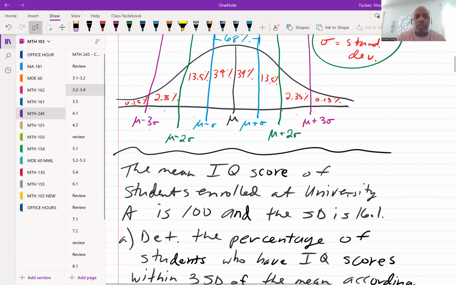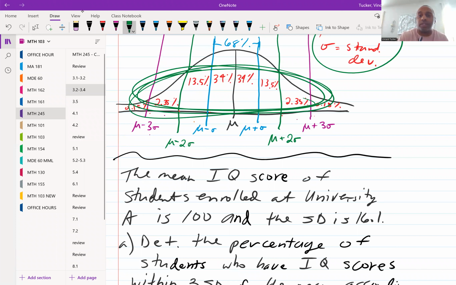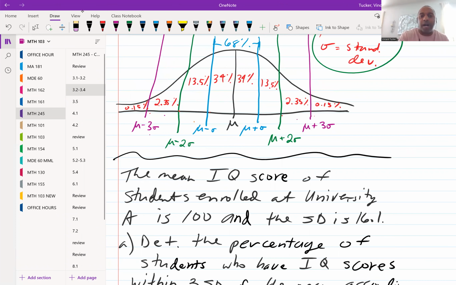Oh, and I didn't even call out these numbers just in case anybody was missing. This is 0.15, this is 2.35, 13.5, then we have 34. Then those same numbers on the right side, 34, 13.5, 2.35, 0.15. And those percentages never change. That's the empirical rule. Those percentages always stay the same. Now, these numbers down bottom will change according to the standard deviation and the mean. And you'll see that in a second.